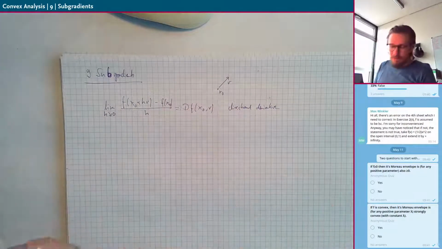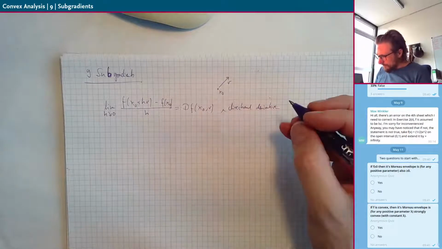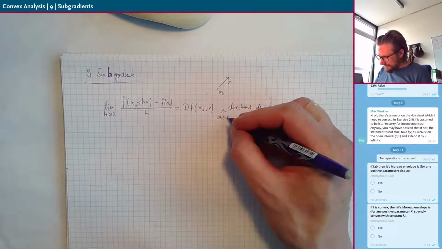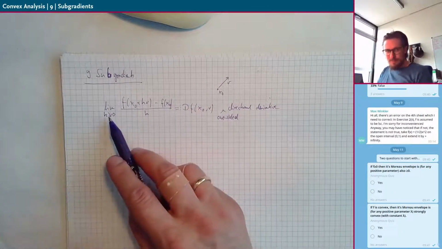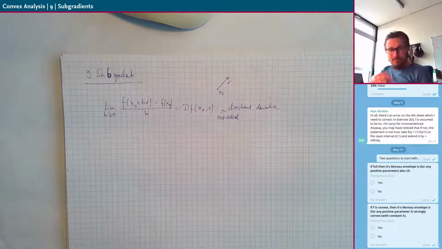Okay. And I think a little bit more precise would be to call this the one-sided directional derivative, because there's also the notion of directional derivative where you take the limit for arbitrary h, so also from the other side. Okay.